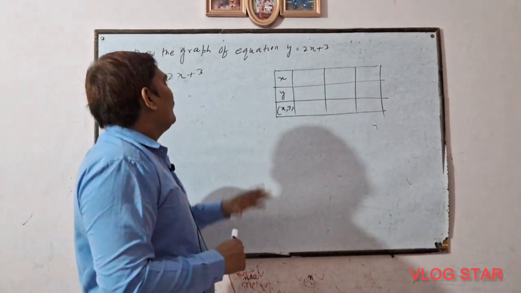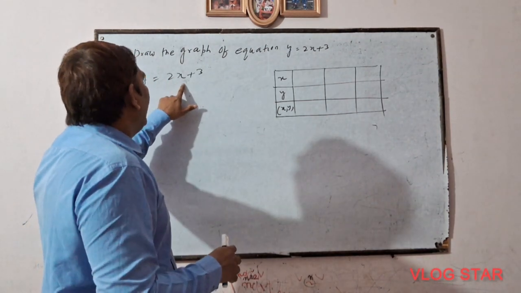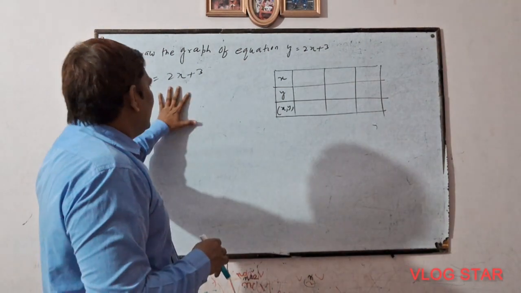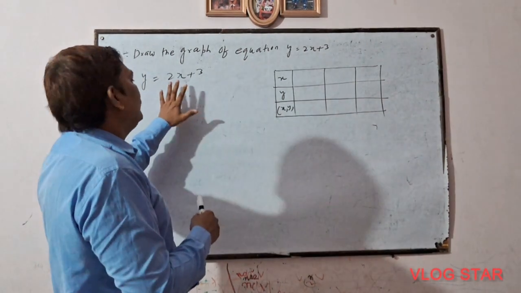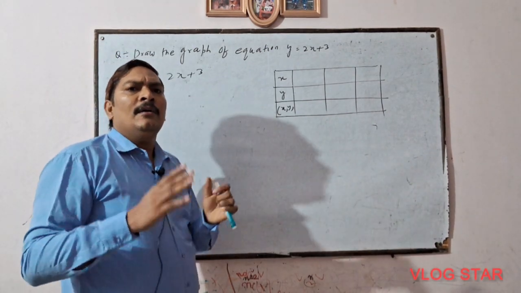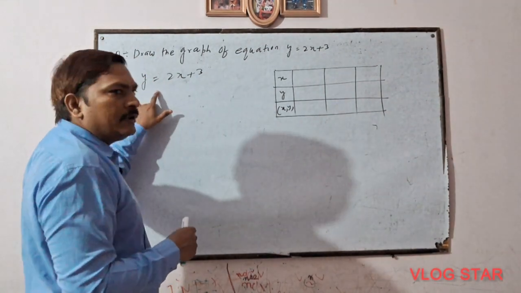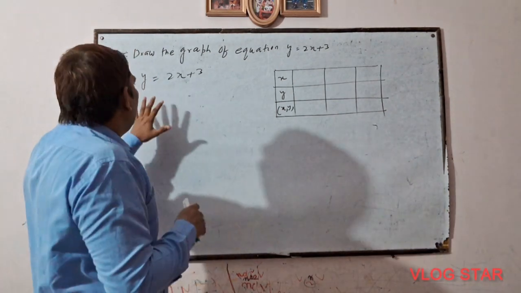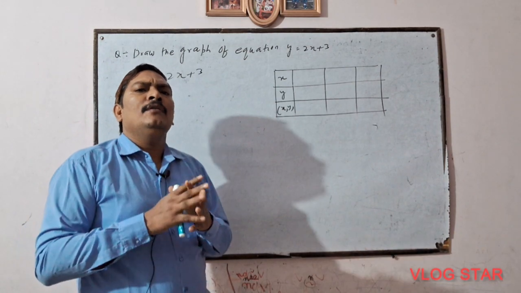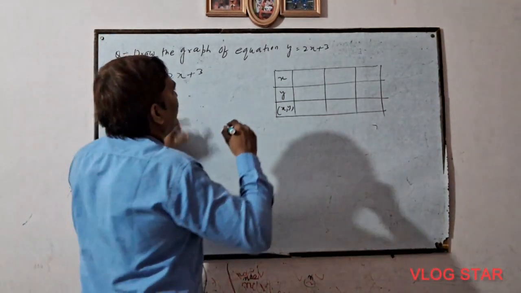Now generally what happens? For plotting the graph, we take the values of x, then we put those values of x in the given equation, then we find the values of y. This is the way. Since we are drawing the graph, we will take the values of x. This is very important. We will take the values of x less than 10, then put the value of x in the given equation, then we get the value of y. It should be kept in mind that both values of x and y should be whole numbers or integers. Understood?